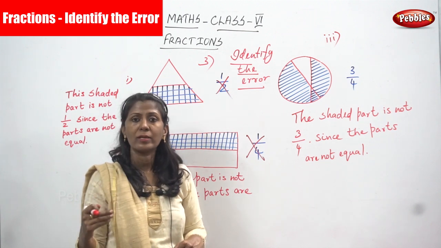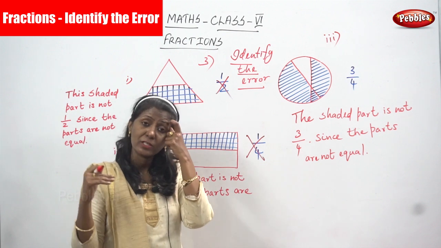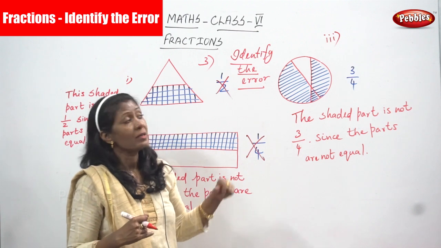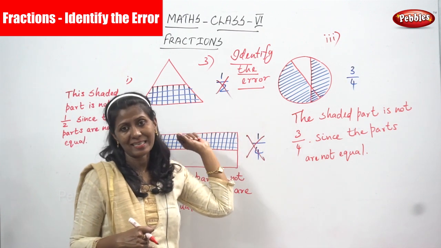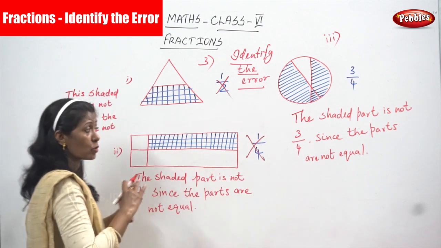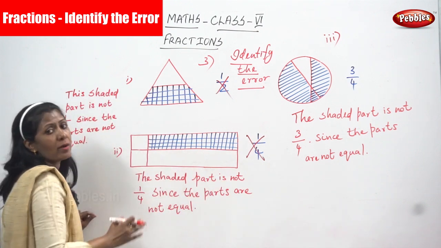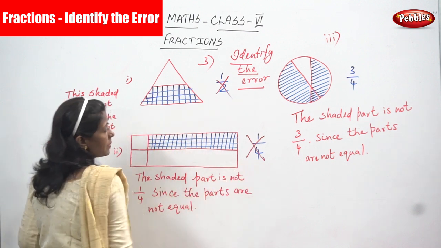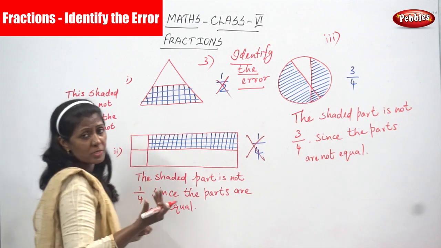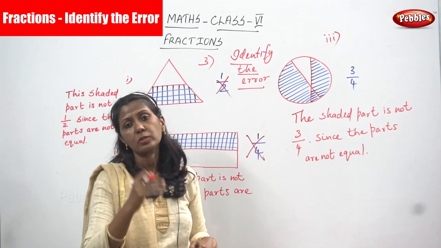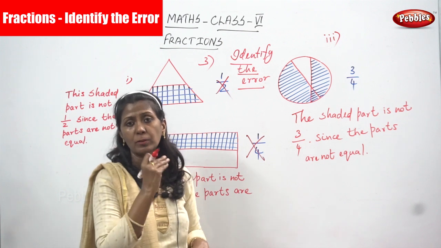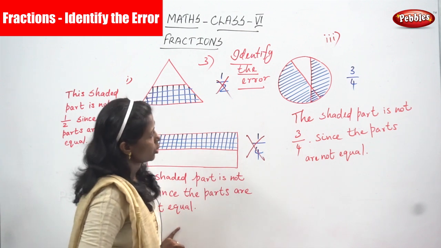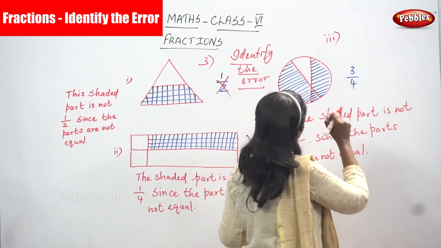It is not divided equally. Otherwise, it is not cut into equal parts. That is the only reason. Whatever fraction has been written is not exactly right, that means it is wrong. The right answer is: this is not 1 by 2 and this is not 1 by 4, because 1 by 4 means the object should be cut into equal parts, then you shade the particular portion. So the shaded part is not 1 by 4 since the parts are not equal.